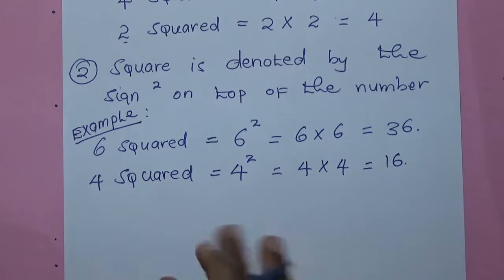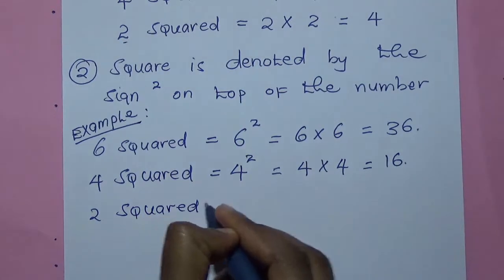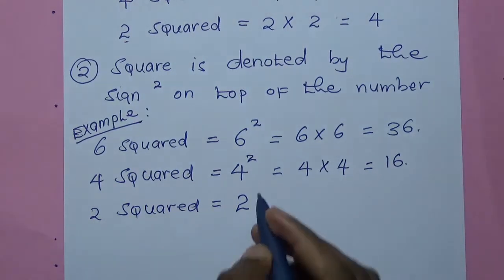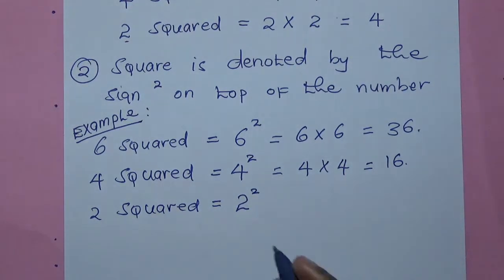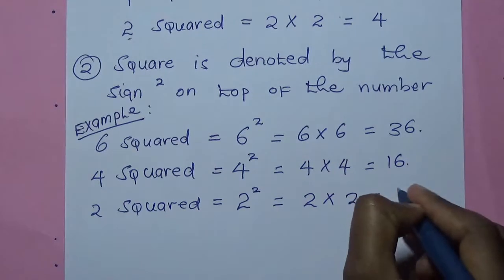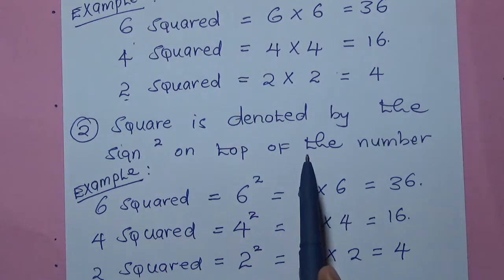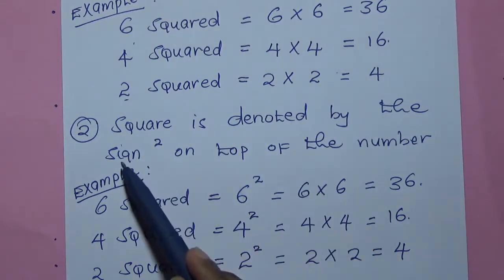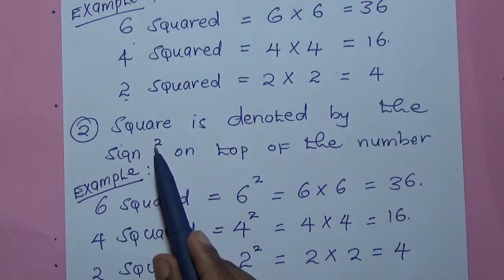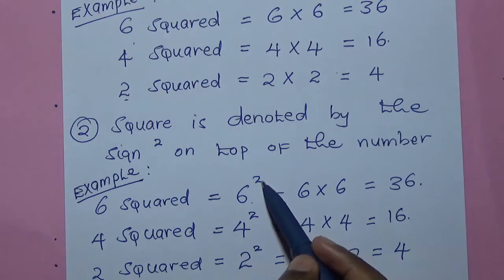The same case for 2. If you are given 2 squared, it can be written as 2 and a small 2 on top. So this means you take 2, you multiply by itself. This will give you 4. So that is the second point I want you to know, that square is denoted by the sign 2 on top of the number. Remember, you have to write a small 2 on top of the number. Do not write it below the number. It has to be on top of the number.